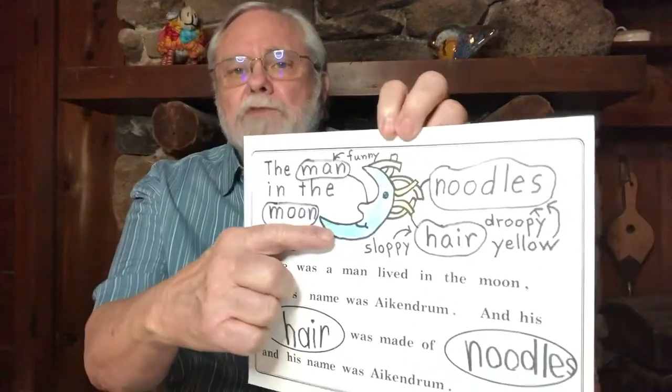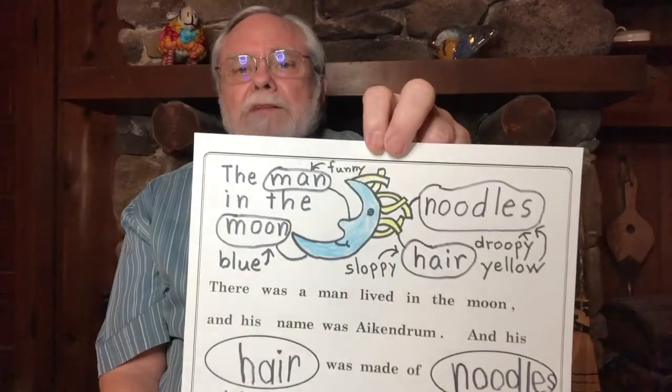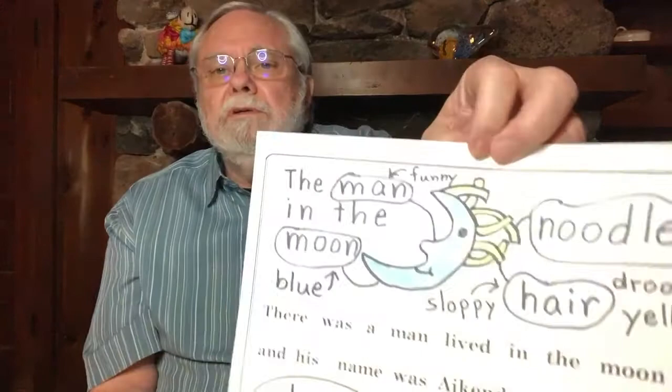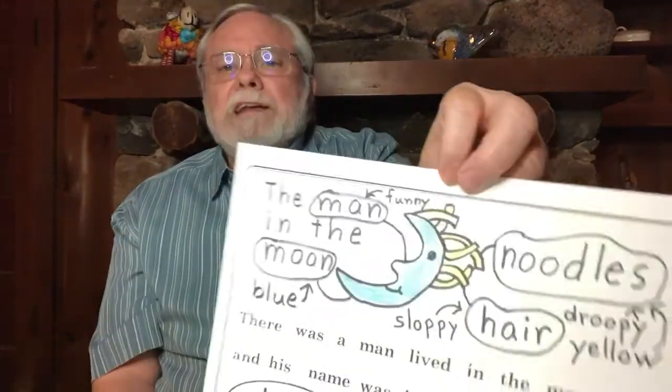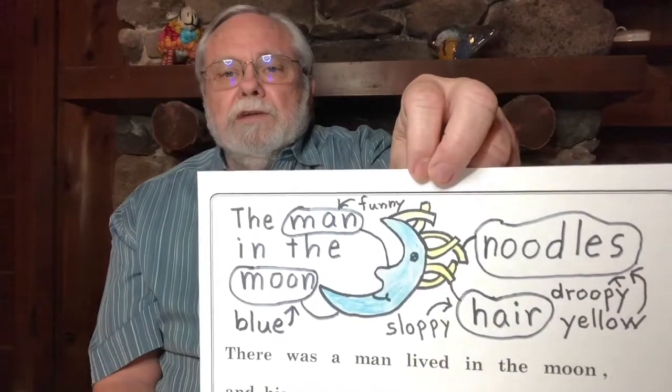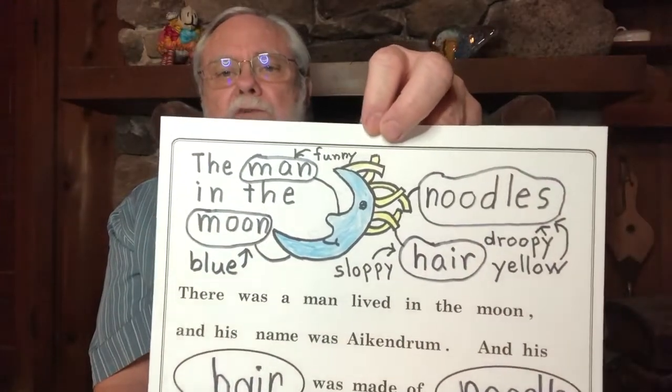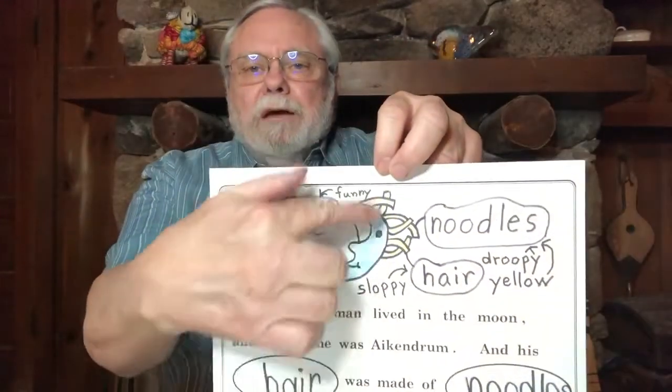So here, I drew a picture of our man in the moon named Aiken Drum, and I gave him hair with noodles. Then I labeled man. I wrote the man in the moon for my title. Then in the song, he's described as a funny man. So instead of a color word, I used the word funny. Then for noodles, I put droopy yellow noodles. And for hair, in the book Dog, I found the word sloppy. And you can see this is kind of sloppy hair.